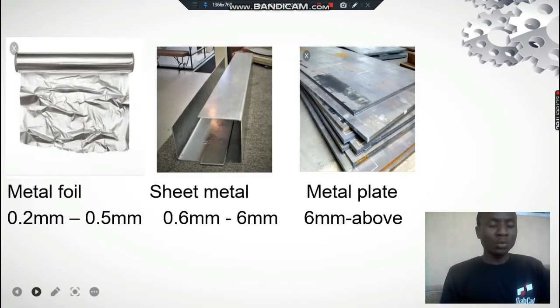So one thing again, don't get confused in differentiating a metal foil, a sheet metal and a metal plate. Any material that has a thickness of 0.2 to 0.5 millimeter is called a metal foil, while any material that is made up of a thickness of 0.6 millimeter to 6 millimeter is called a sheet metal, while any material that has a thickness of above 6 is called a metal plate. So that's how you are able to differentiate between these three metals so you won't get confused.